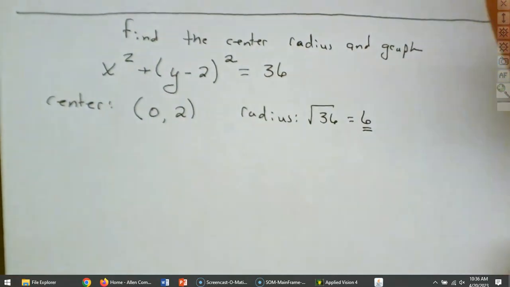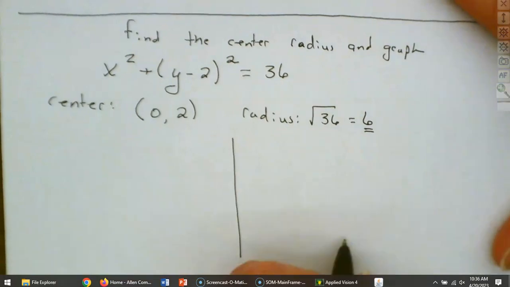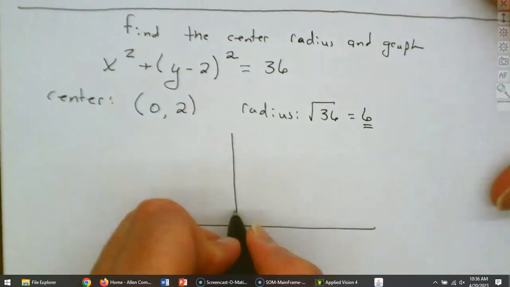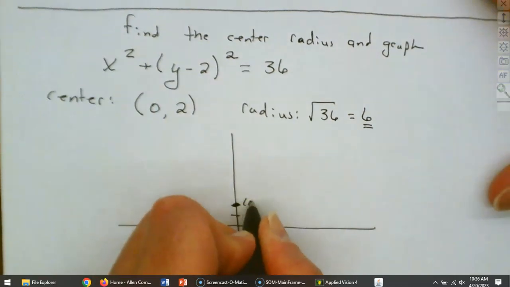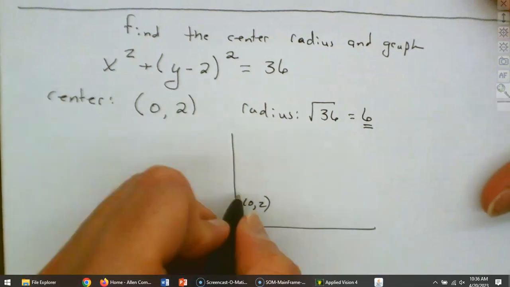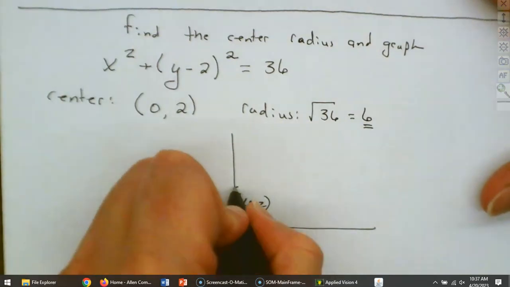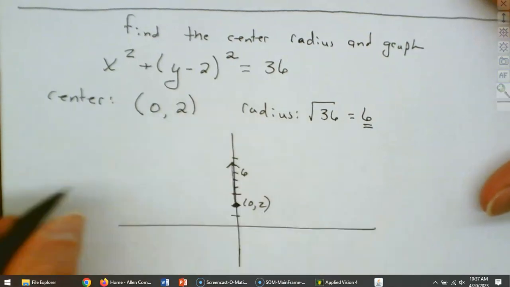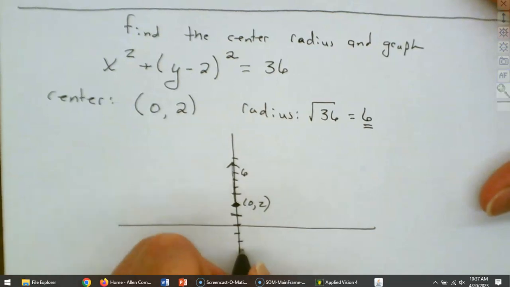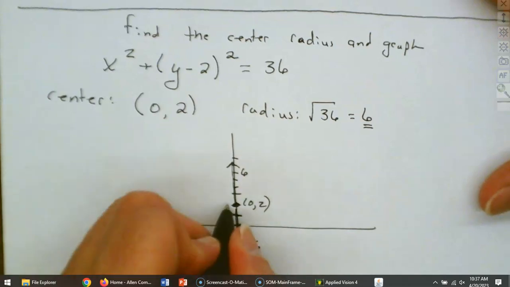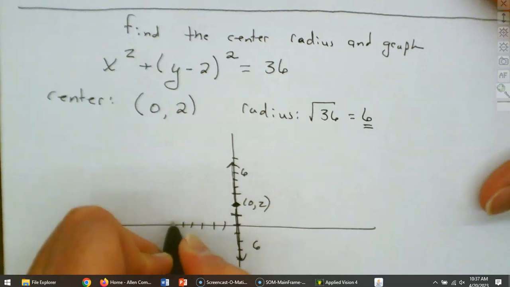What does this look like if we go to graph it? Well, when we go to graph it, we're going to be at (0, 2), so that's right here. And then what are we going to do? We're going to go 6 units in each direction. So starting from the center, we go up 6. So 1, 2, 3, 4, 5, 6. So 6 units up, 6 units down. 3, 4, 5, 6. Okay, 6 units down, 6 units over. 1, 2, 3, 4, 5, 6.